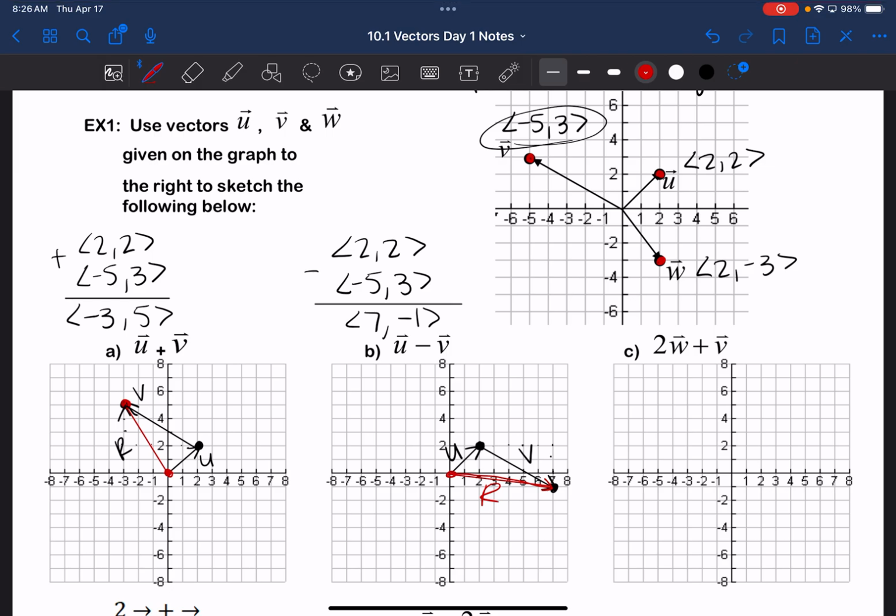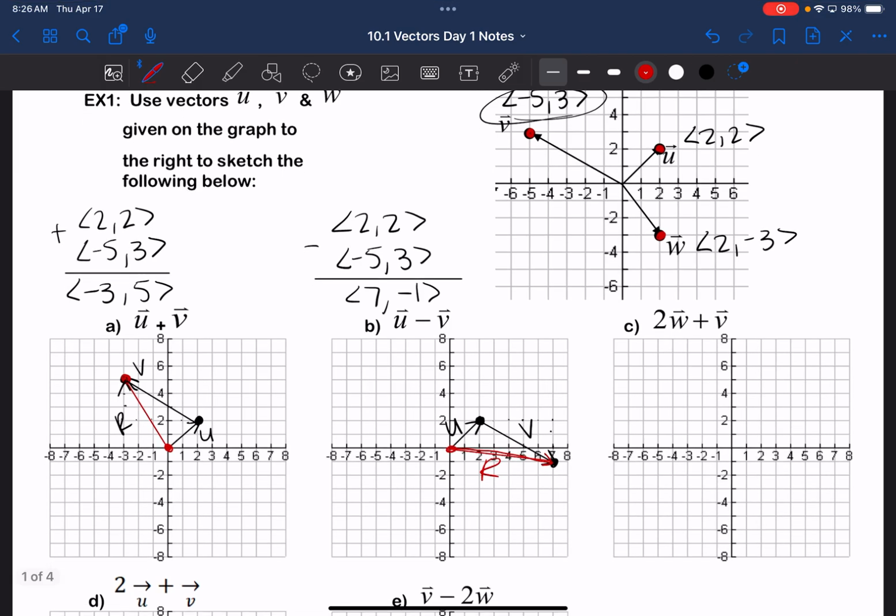Okay. All right, part C. This one says 2w plus v. Well, w was (2, -3). So if I were to plot that, (2, -3) would be here. But it says to do that twice, right? So from here to here would have been once, and then I'd have to go over 2 and down 3 more to do 2w.